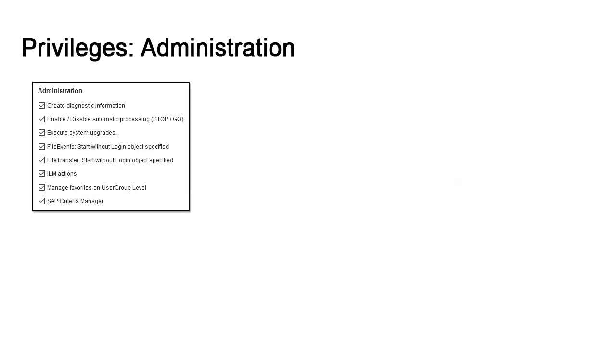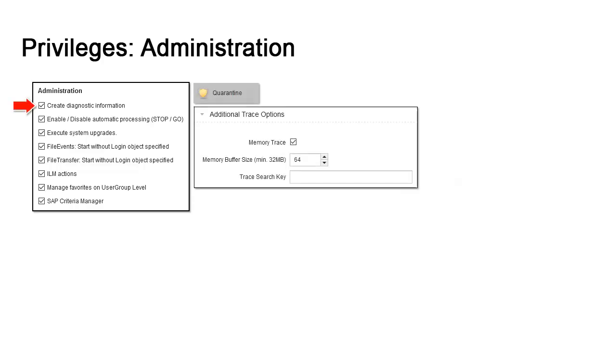These are the administration privileges. They restrict access to the tools used by administrators to run the solution. Create diagnostic information enables 2 features of the Automation Engine's administration tools: access to the quarantine page and the trace options. Quarantine is a page, and traces can be generated by accessing the advanced options on server processes.